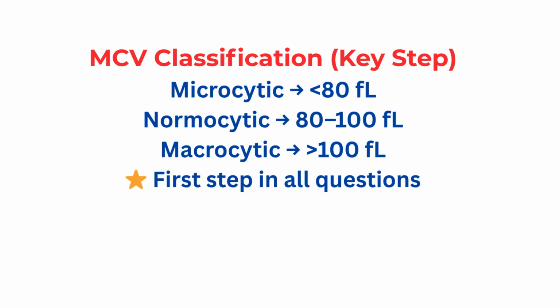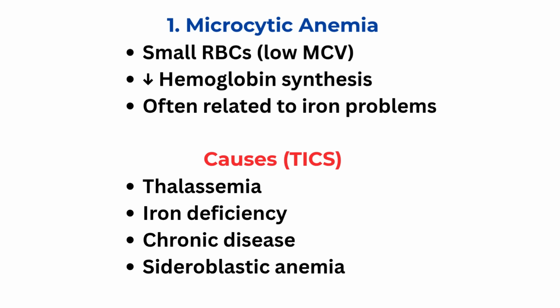Always classify anemia using MCV, the size of red blood cells. MCV classification, key step. Microcytic are less than 80 femtoliters. Normocytic are 80 to 100 femtoliters. Macrocytic are greater than 100 femtoliters. First step in all questions. Now let's talk about each anemia one by one.